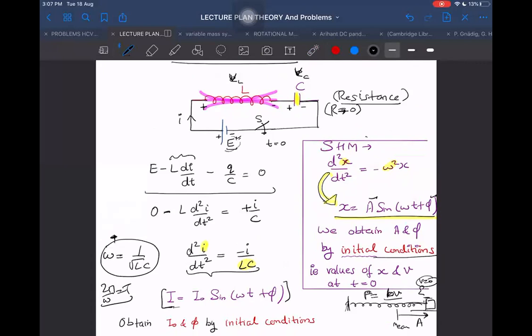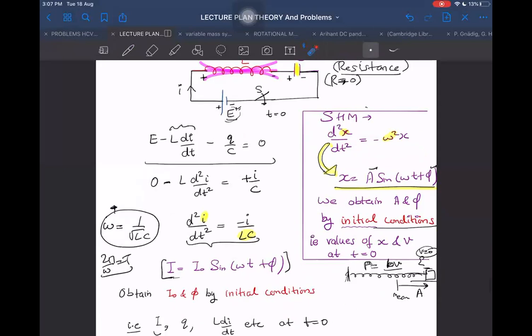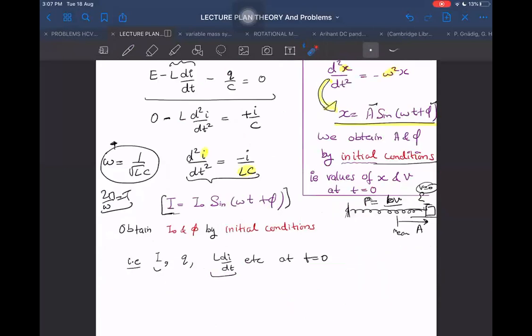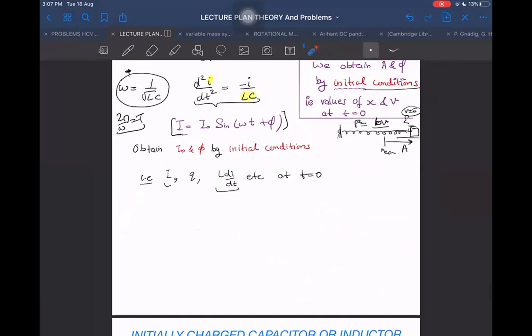If I remove E and I just connect resistance, then it is like damped oscillation. But if E is also present and resistance is also present, then E is like an external force, so it is acting like forced oscillations. But with resistance, it will be like forced damped oscillations. Forced oscillation with damping, I should say. Anyway, this is done.